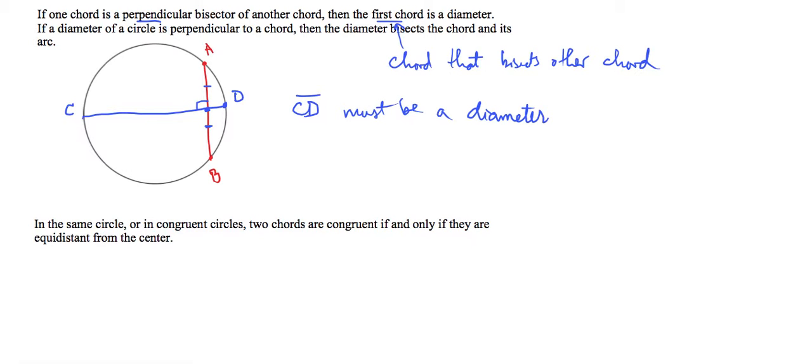Oh, and we should name this theorem as well. This first one we'll call it diameter perpendicular bisector. Okay. So that we don't have to keep just referring to this as that one theorem. So the diameter perpendicular bisector. Okay. All right. So let's move on to one last theorem here.